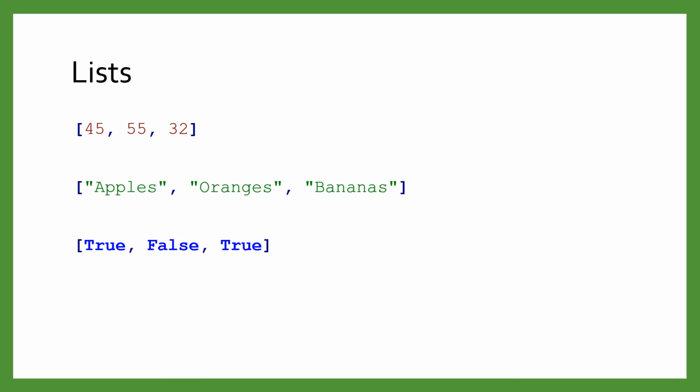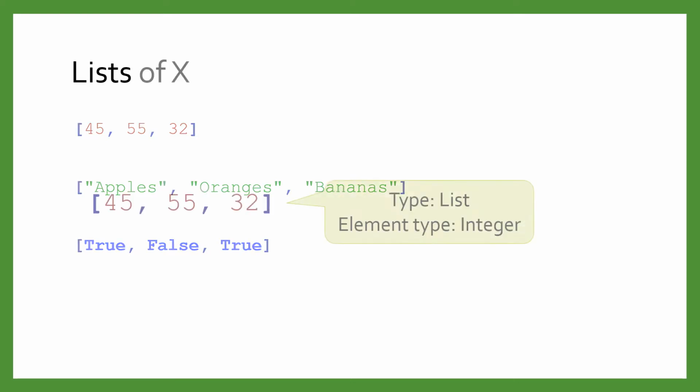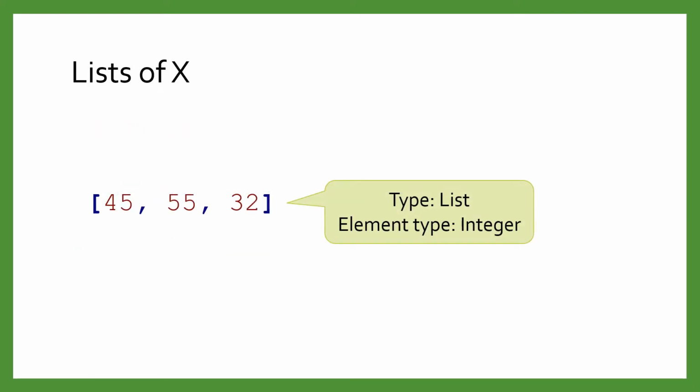The first composite type we will learn is the list type. A list is a sequence of values in a specific order. For instance, you could have a list of numbers or a list of strings. A list is a type, much the same way that integer is a type. However, the list will also have an element type, which is what it is composed of. So if you have a list of integers, its type is list, and its element type is integer.